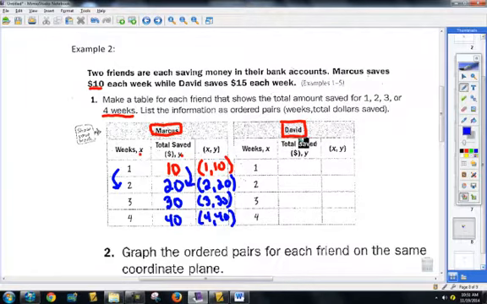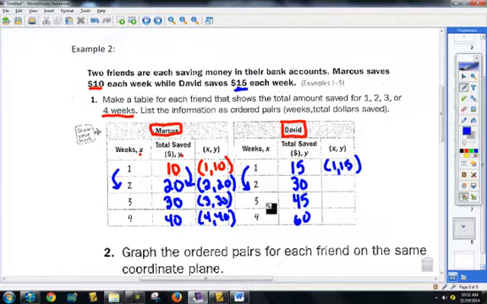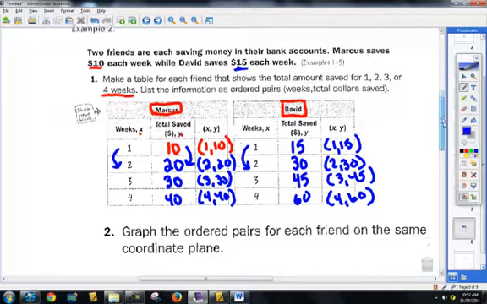Over here, David, on the other hand, he's saving 15 a week. So that means he's going to save 15 the first week. So that makes the point 1, 15. What am I doing to go from 1 to 2? Hopefully you're saying times 2. So I got to do 15 times 2. That's going to be 30. And then 45. And then 60. Just counting by 15s, because I know that 1 times 3 is 3, so 15 times 3 is 45. So it's going to be 2, 30, 3, 45, and 4, 60.